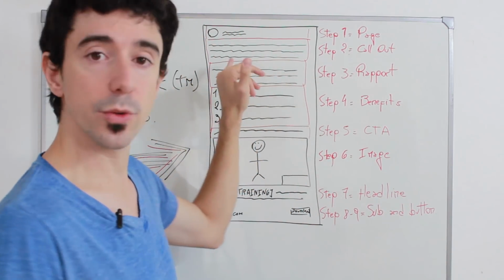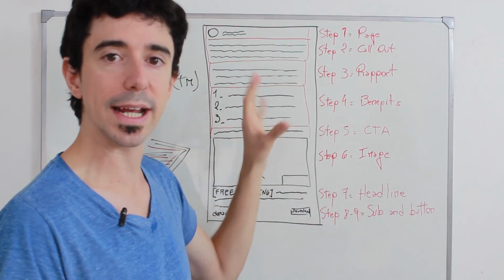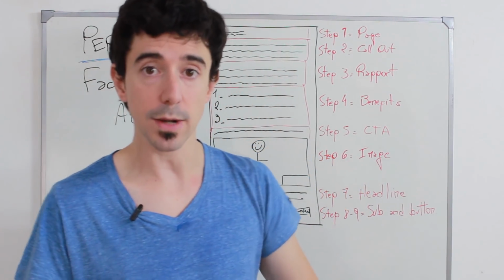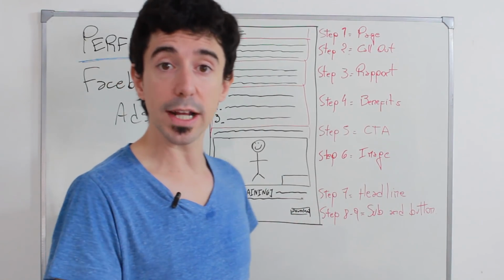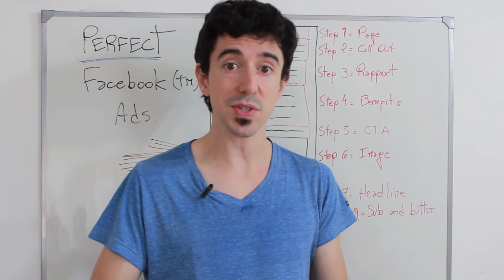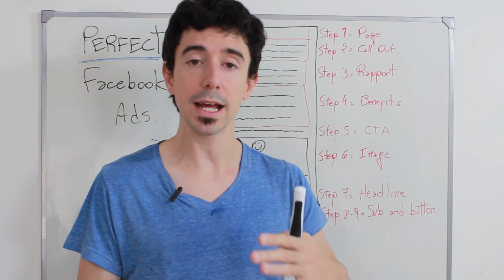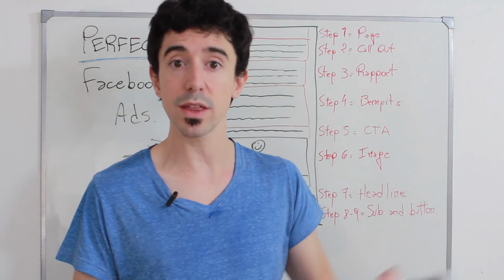Step number 2: the first sentence or 2 sentences of my ads are usually calling out my market. Here's the thing: most people that see your ad will not click on it. That's completely fine. You only want people clicking on your ad that are in your target market, people who are prone to click on it and prone to take the action that you want them to take.